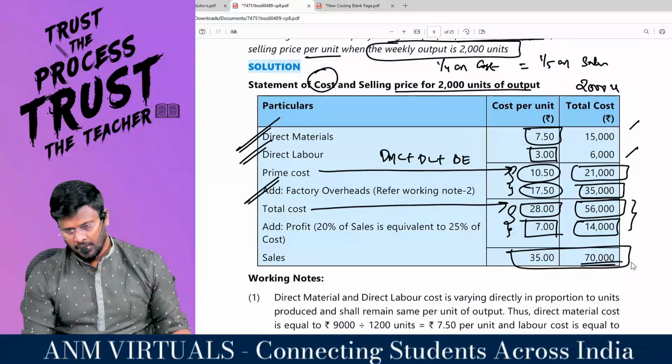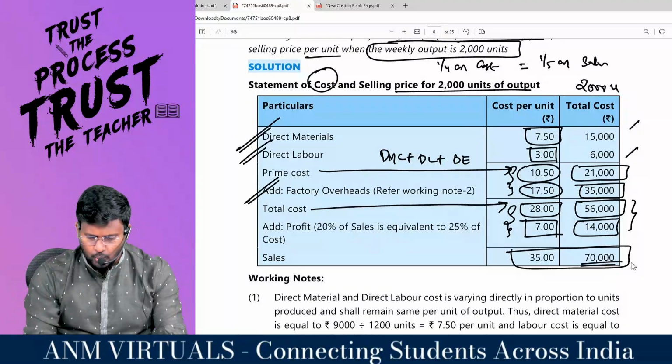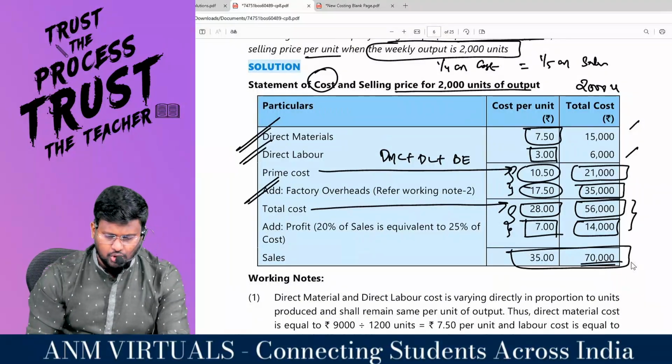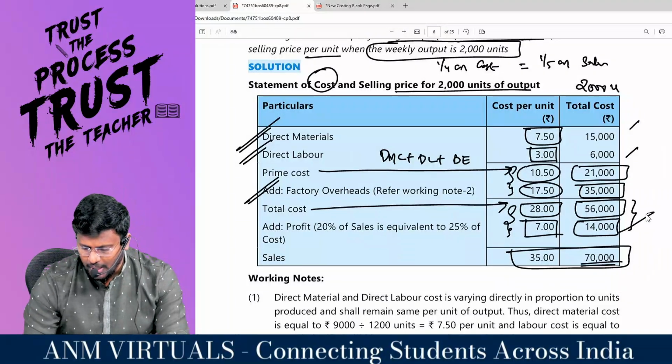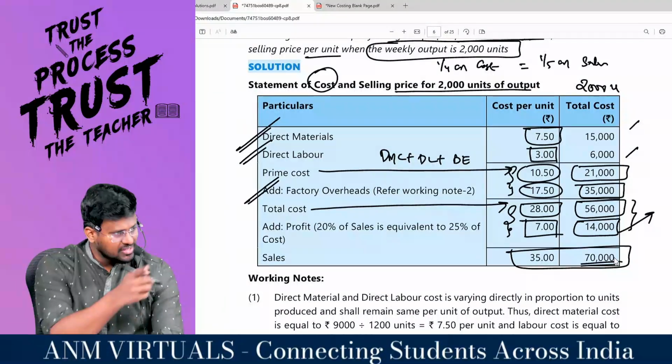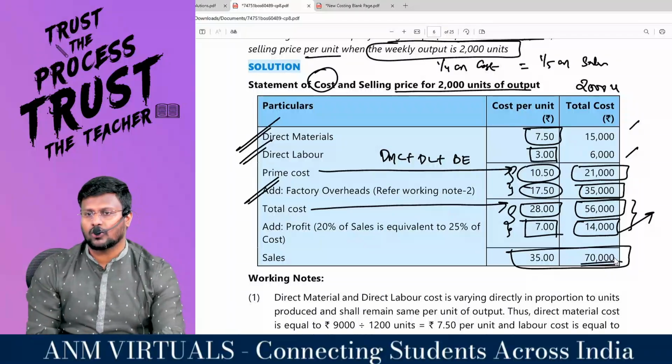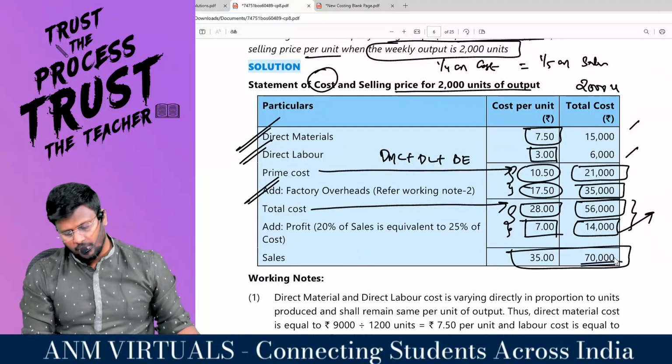Getting it? If you want, now you can calculate. Take your calculator. 70,000 divided by 5 comes to how much? This is what? 14,000, because 1 by 5 on sales is equal to 1 by 4 on cost. So immediately after conversion, you can do it.